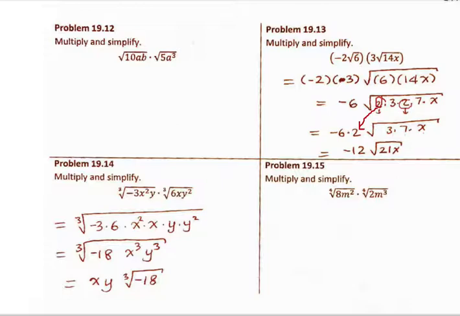Okay? So we will multiply it by this number -6. So we will get -12 outside the radical, and we can now multiply these to get 21x inside the radical.